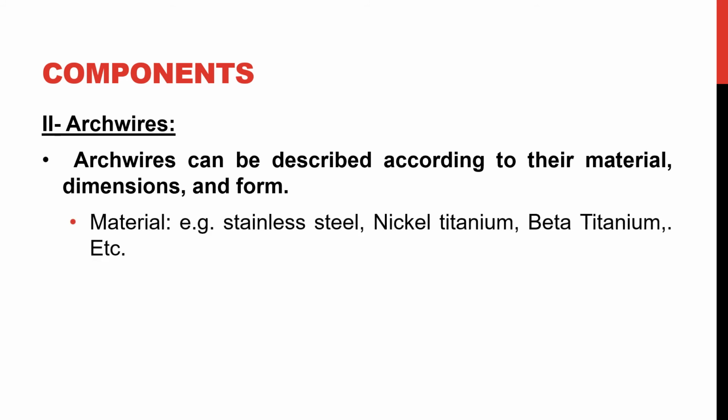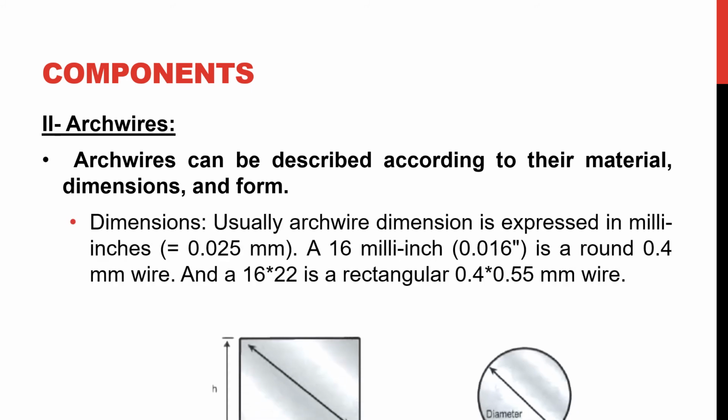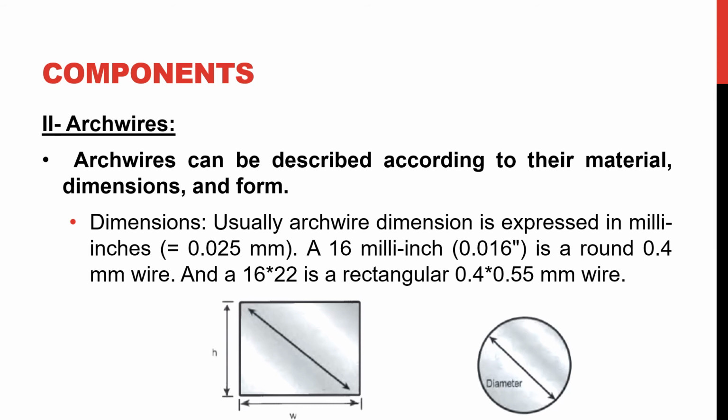Arch wires can be described according to their material, dimensions, and form. There are many materials that are used for making arch wires, including stainless steel, nickel titanium, beta titanium, etc. An arch wire dimension is usually expressed in millinches. 1 millinch equals 0.025 millimeter. So 16 millinch is around 0.4 millimeter wire, while 16 by 22 is a rectangular 0.4 by 0.55 millimeter wire.